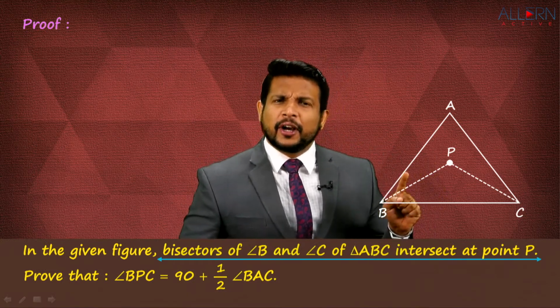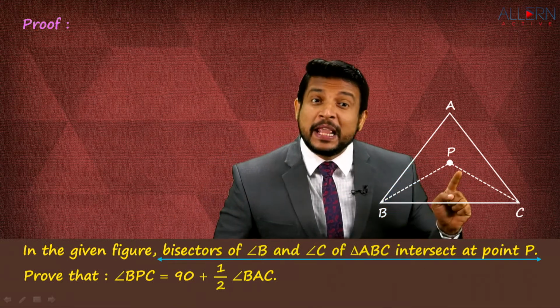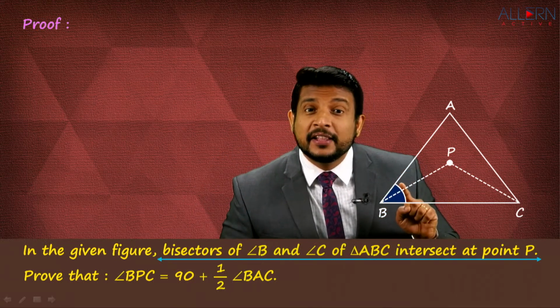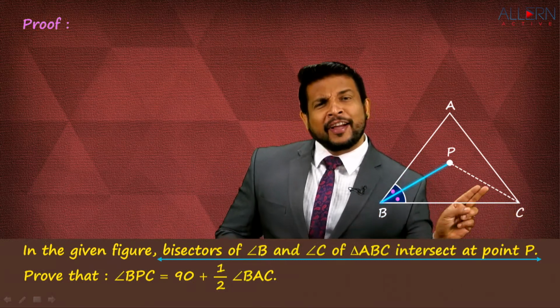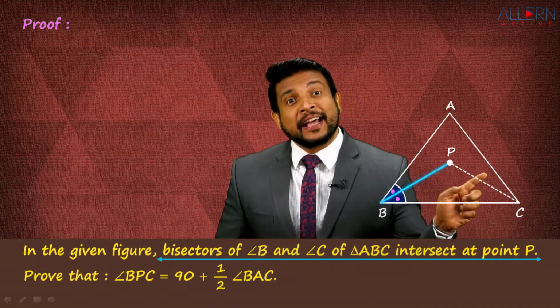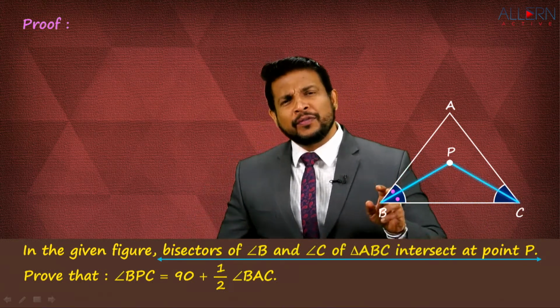Now let's understand. In this figure, we are saying that bisector of angle B, that means this BP is bisecting angle B. That means these two angles here are congruent. And bisector of angle C, that means CP is bisecting these two angles. That means these two angles here are congruent. Beautiful. That is what we have.